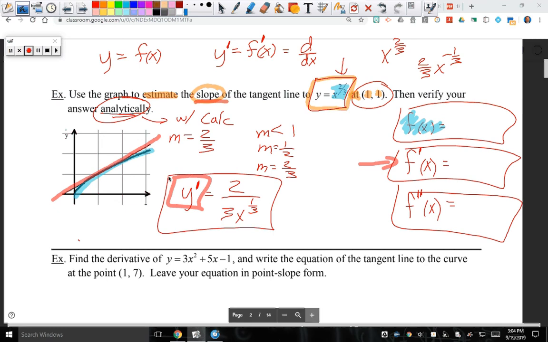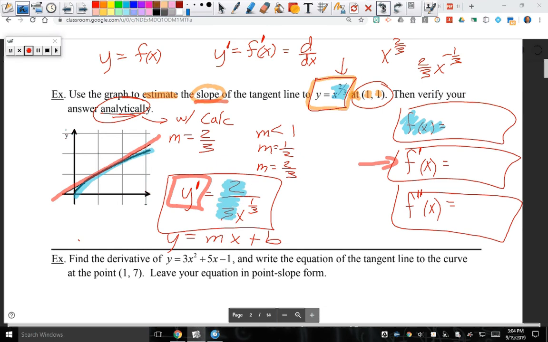Now this is big. It was a good mistake to make, and the timing was awesome. It always is. 2 over 3x to the 1/3 is the derivative function, but it's not the slope. You know what people do whenever they mess up on the test? They think that the 2/3 is the slope because they're looking at this like y equals mx plus b, and they feel that this m is the same as this 2/3 coefficient. But it's not. That's a big common mistake to make.